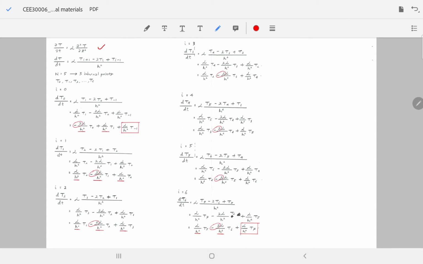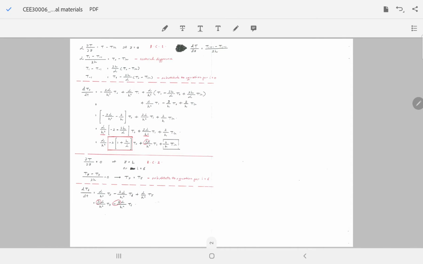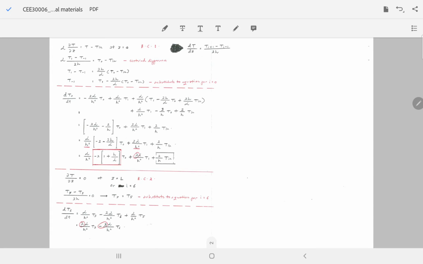These equations are converted into the difference form, and become this. We have these 5 internal points, so we have 1, 2, 3, 4, 5, 6, 7 equations. The first equation is expressed in terms of this T minus 1. The last equation has this T7, which is unknown. So what we need to do is use the boundary conditions.